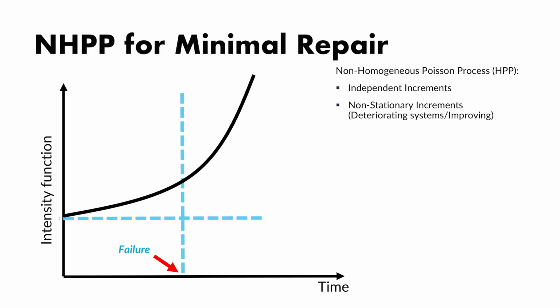An example of a minimal repair process is the non-homogeneous Poisson process. It respects the properties of independent increments and non-stationary. It's essentially a Poisson process where the intensity function can vary with time.